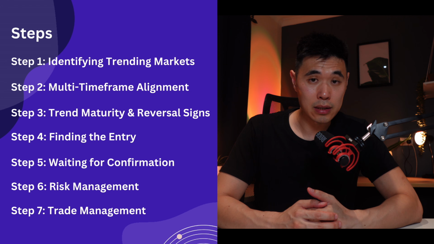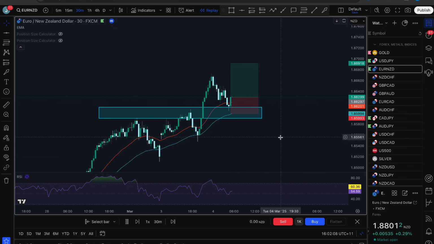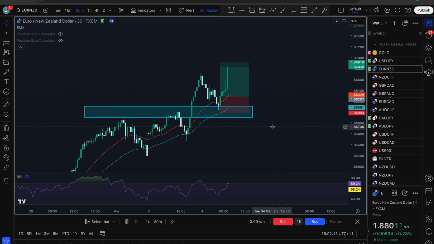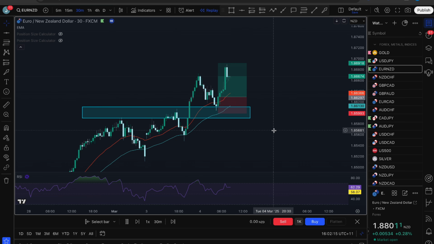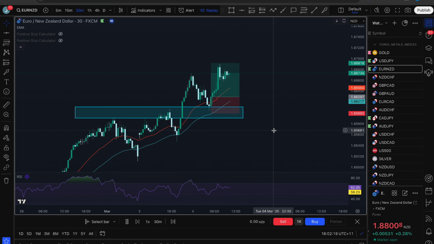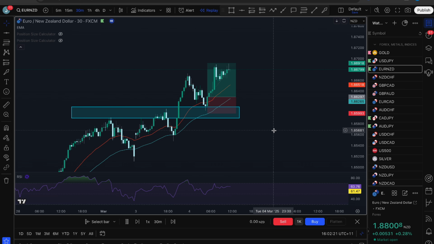So the last step is trade management. And once I enter the trade, I usually let it play out. I don't micromanage my trades. I don't move my stop loss unnecessarily. I don't interfere unless something major changes. So the trade either hits my take profit or my stop loss, that's it.